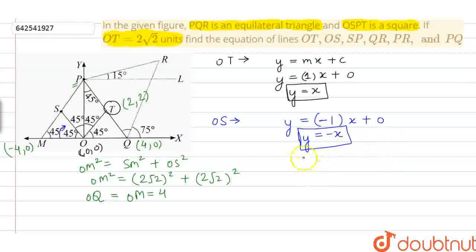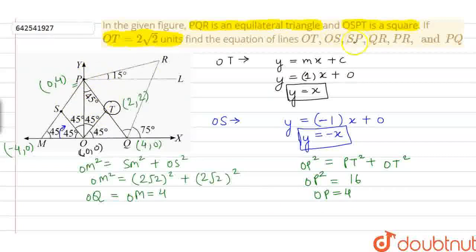So we can say that OP square would be equal to PT square plus OT square, right? And we know the value of PT and OT, that is equal to 2√2. So (2√2) square plus (2√2) square becomes equal to 16, and OP square becomes equal to 16. So finally the value of OP comes out to be 4, and we can easily find the coordinates of point P. That would be equal to (0, 4), because this is lying on the y-axis, right? So now we know the coordinates of point P as well.